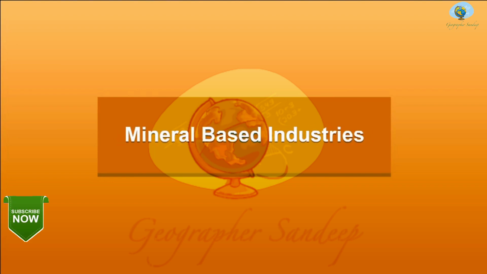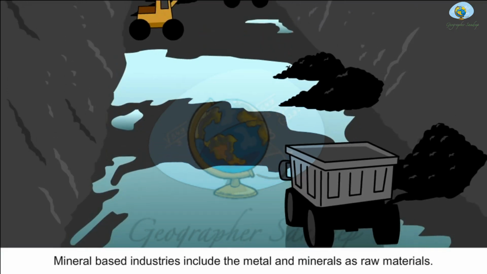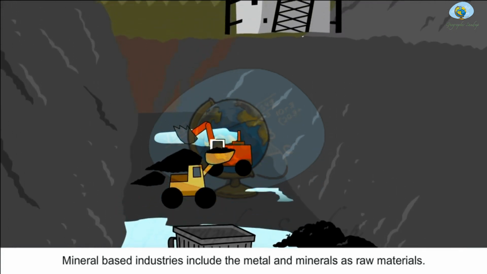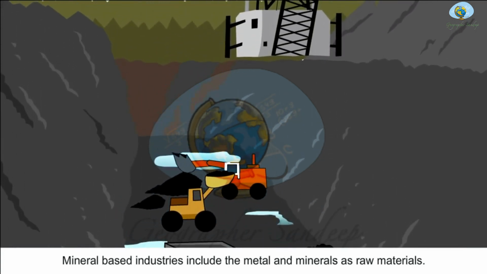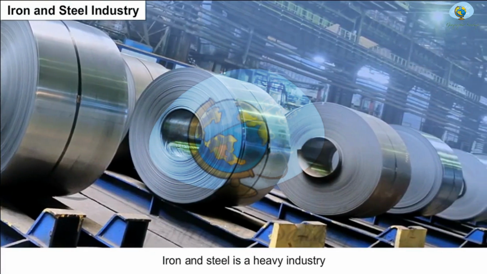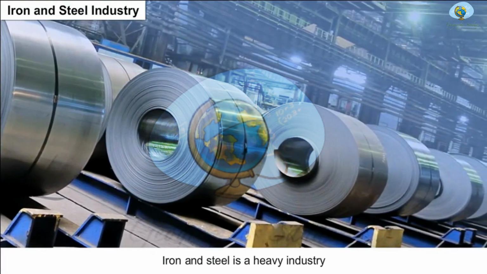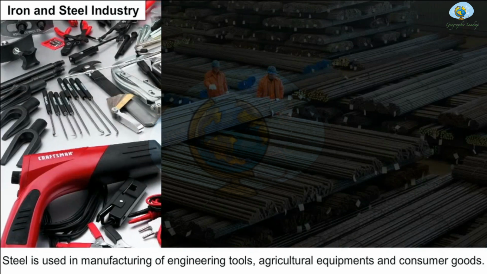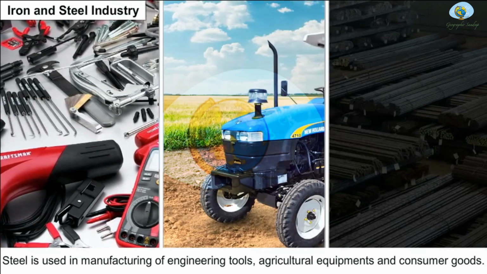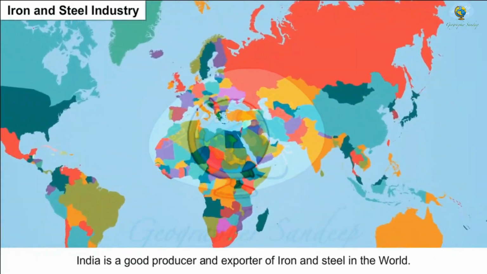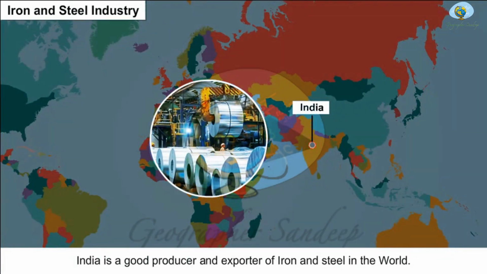Mineral-based industries. Mineral-based industries use metals and minerals as raw materials. Iron and steel industry. Iron and steel is a heavy industry. Steel is used in the manufacturing of engineering tools, agricultural equipment, and consumer goods. India is a good producer and exporter of iron and steel in the world.